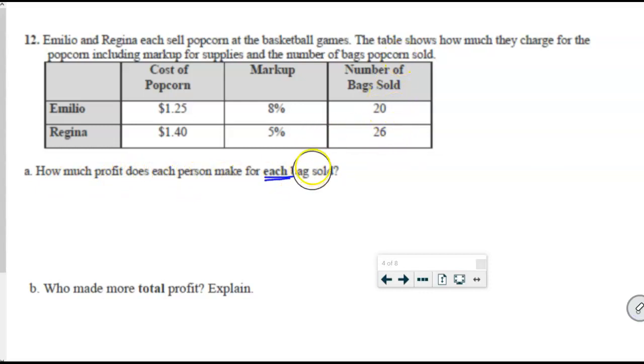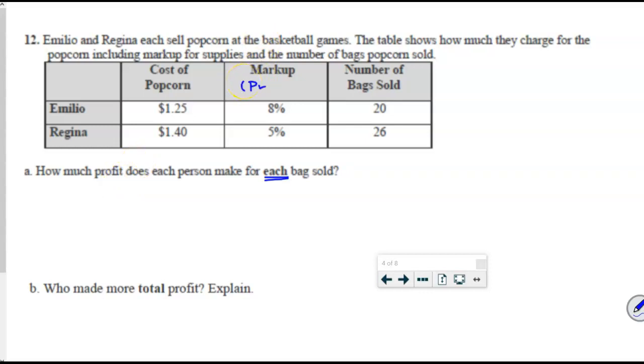So part A says, how much profit does each person make for each bag sold? Don't worry about how many bags they sold. Let's just focus on just one. So for Emilio, the cost of popcorn is $1.25, but Emilio marks it up 8%. It's asking how much profit. So do I want to go to the end final price? That would be a no.